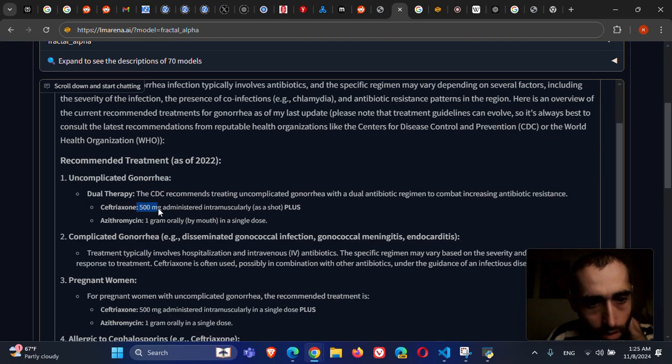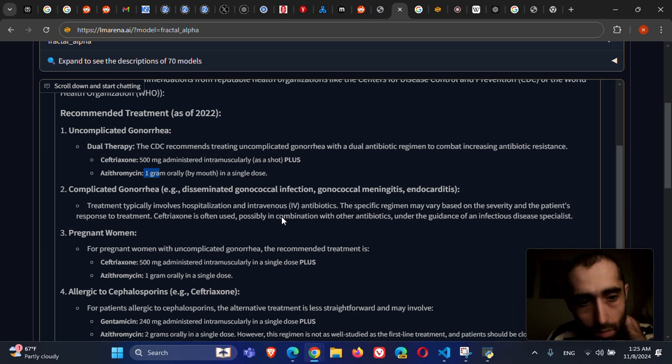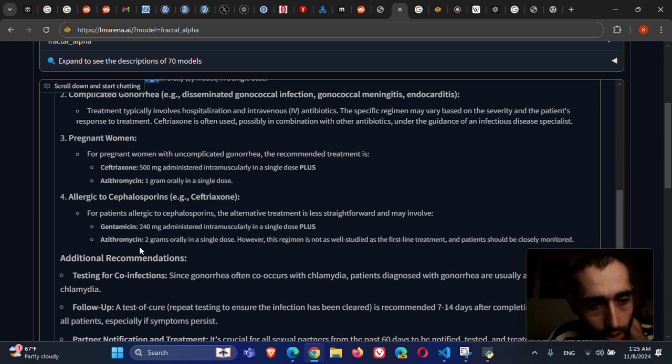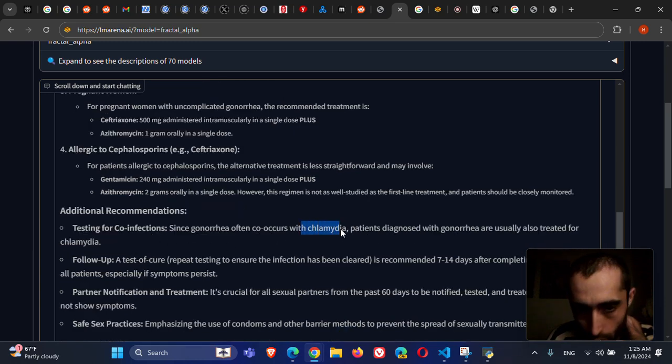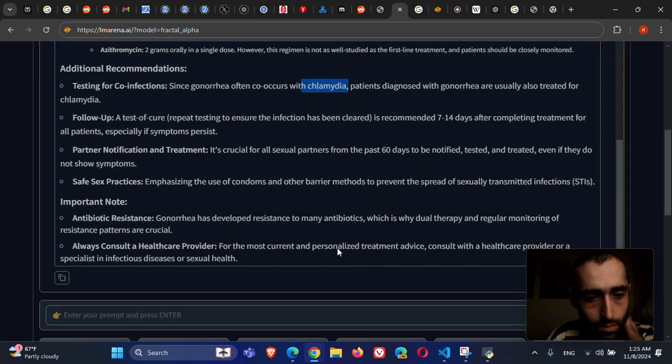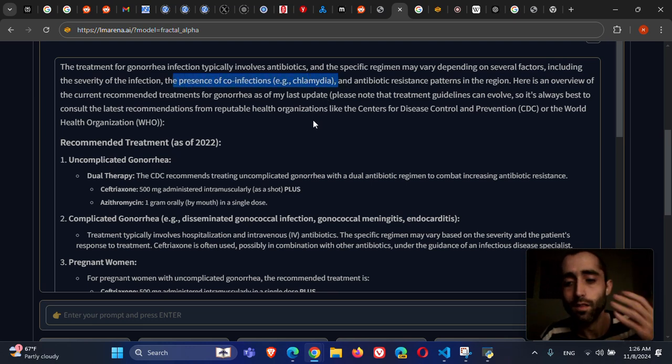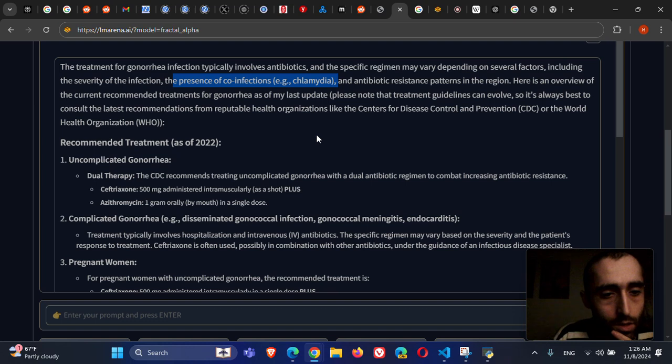So the CDC recommendation is 500 milligrams intramuscularly plus 1 gram of azithromycin, which may be better if it told me doxycycline. Allergy, co-administration, it talked to me about chlamydia, even though I asked about gonorrhea, which is good because you need to treat the co-infection because it is common, and it told me about it, which is quite good.